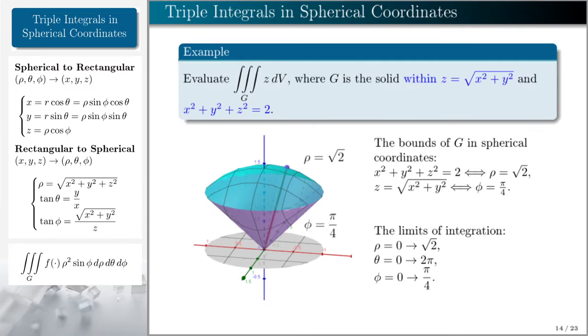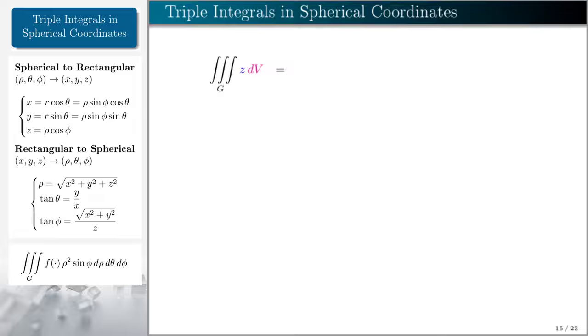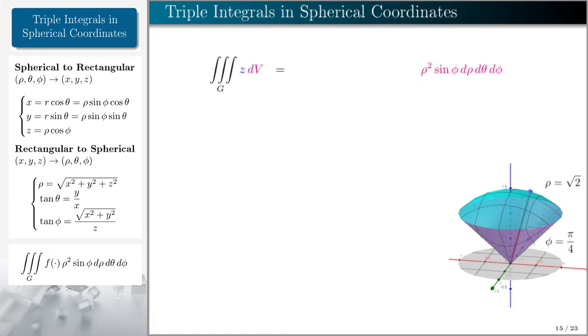And therefore, we have the following. I can now express this triple integral in its spherical coordinate counterpart. Remember, there are three main changes. First will be the dV. It will become rho squared sine phi d rho d theta d phi, as indicated on the left part of our screen. The next one will be the limits of rho, theta, and phi. For rho, as I have discussed before, 0 to square root of 2. For theta, 0 to 2 pi. For phi, 0 to pi over 4.